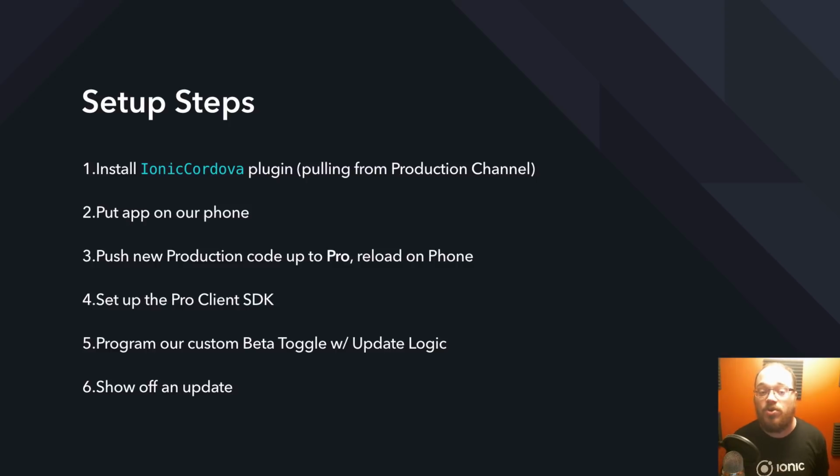Then we're going to set up the Pro Client SDK. That's what gives us access to the Deploy API. And we're going to program a custom beta toggle with our update logic that can check for an update right when the user clicks the toggle. Then we're going to show off some updates and allow people to switch between production and beta and show you guys how that works. So without further ado, let's dive into the demo.